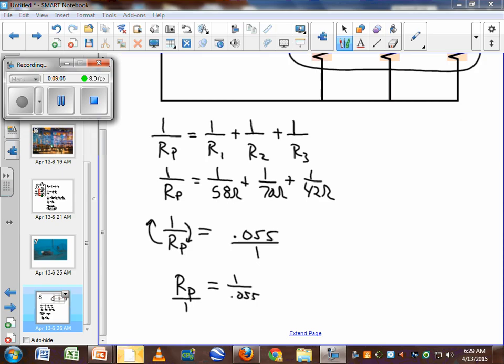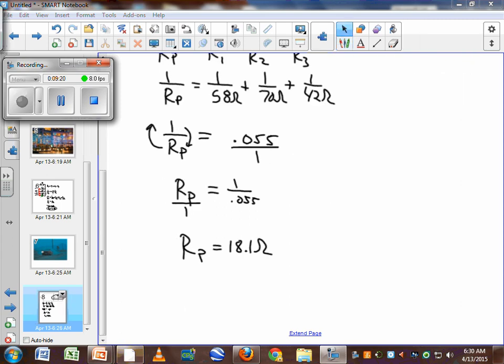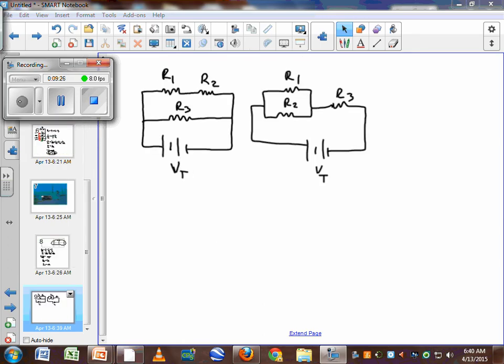You can hit the x to the -1 button on your calculator, hit enter, and you end up with a resistance of about 18.1 ohms. And what that says is if you take an 18.1 ohm resistor, it'll act the same as those 3 resistors in parallel.